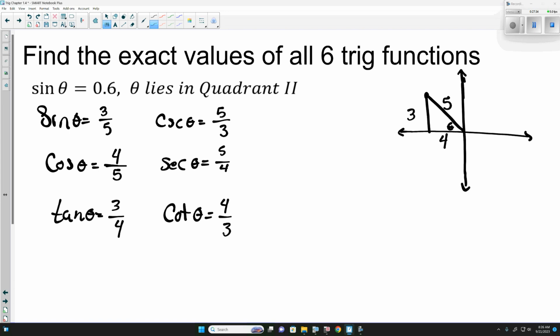Because look at the value 4. Which axis is it on? It's on the negative, which means this is negative 4. Because if we plugged it in, used the Pythagorean theorem, and said 3 squared plus our y value squared equals, well, not r squared, 5 squared. Well, 3 squared is 9.